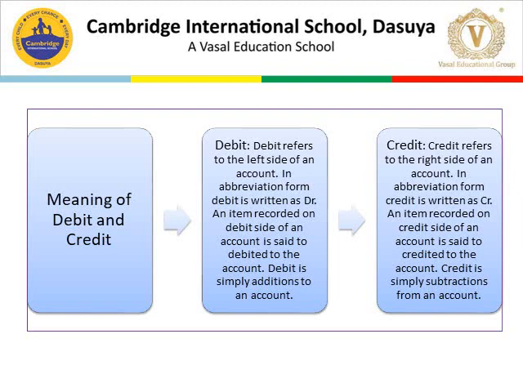You can say that whenever you are writing any item on the debit side, it means it is added within the account. Credit. Credit refers to the right hand side of an account. In abbreviation form, credit is written as CR. An item recorded on credit side of an account is said to be credited to the account. Credit is simply subtraction from an account.